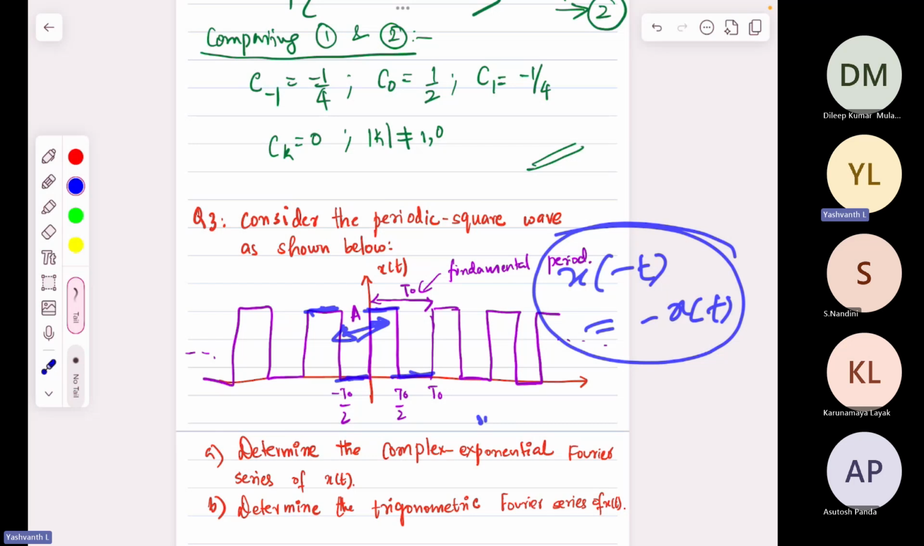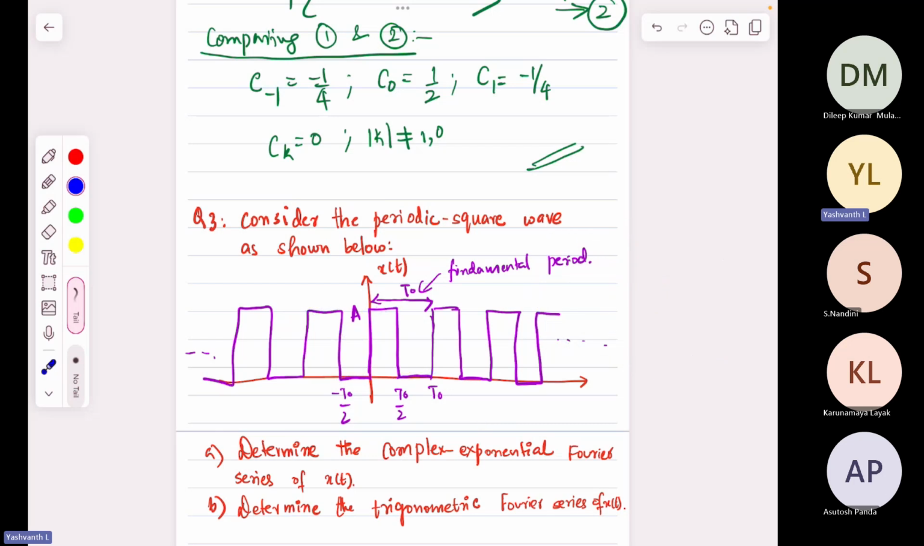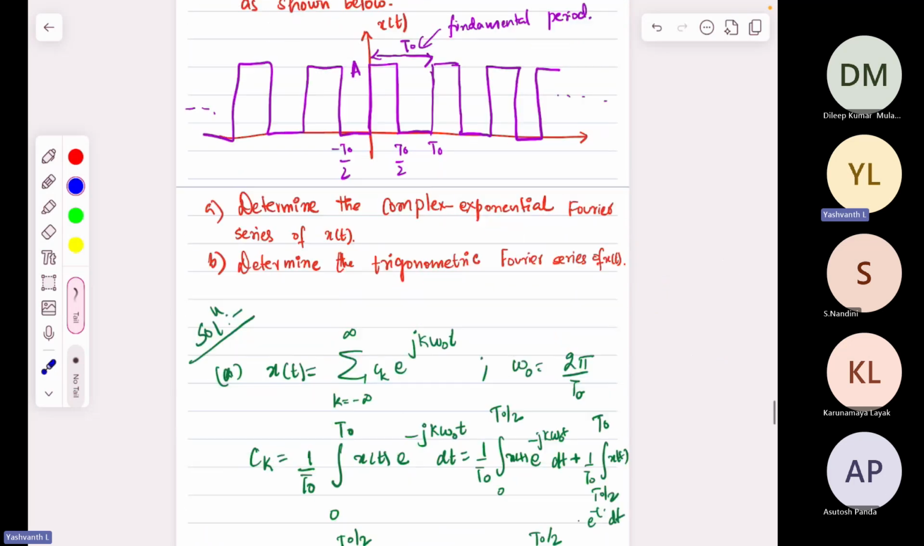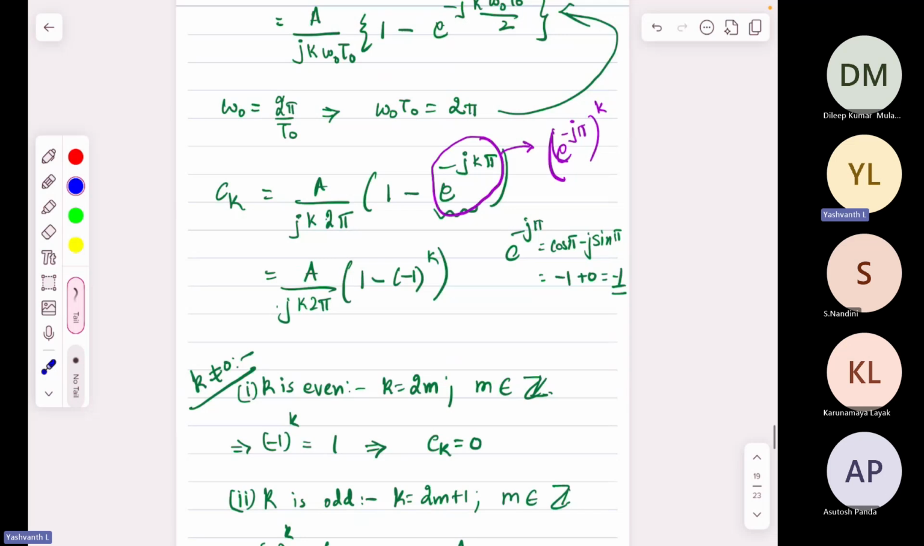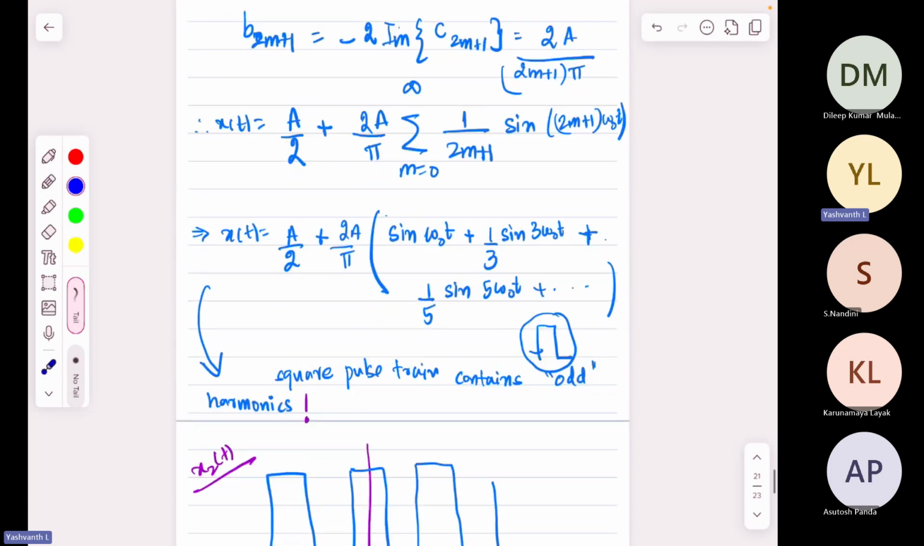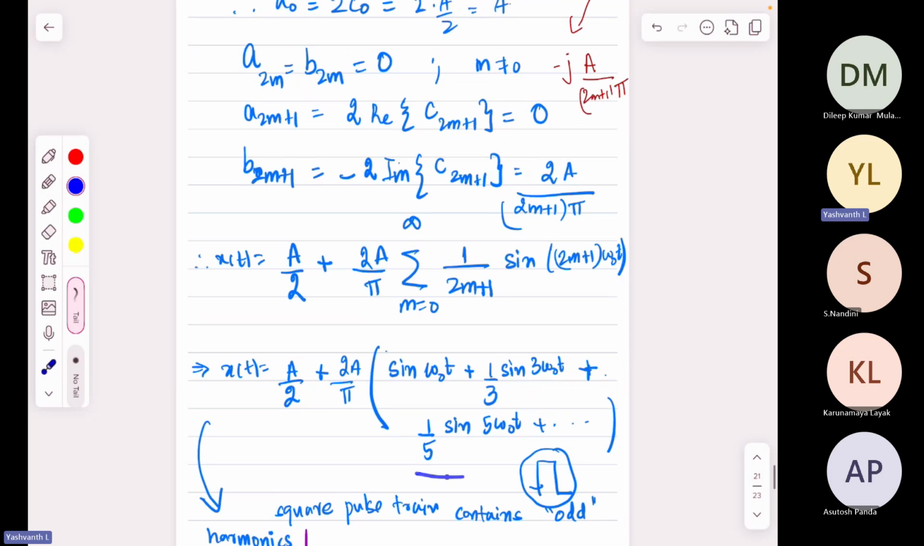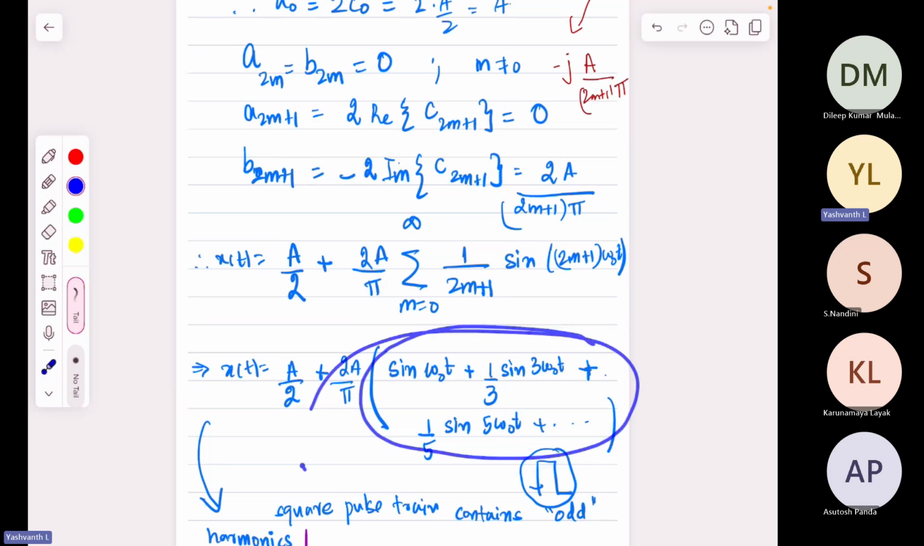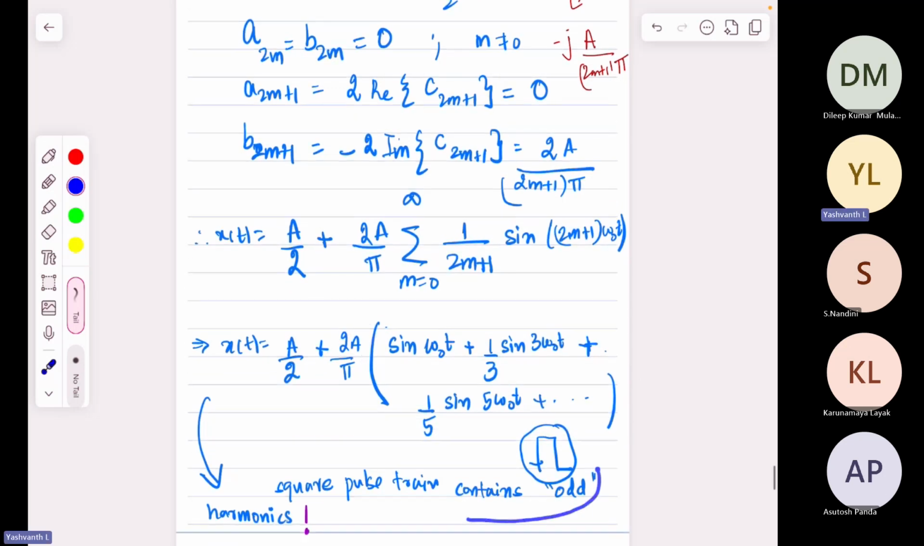This is an anti-symmetrical signal. Therefore, for these kinds of signals, you should not expect cosine terms, because if you had cosine terms, that would mean you are having an even part. But this signal is not an even signal. x of minus t is not equal to x of t. That's why you had only sine components in your final trigonometric expansion. The square pulse contains only odd harmonics.